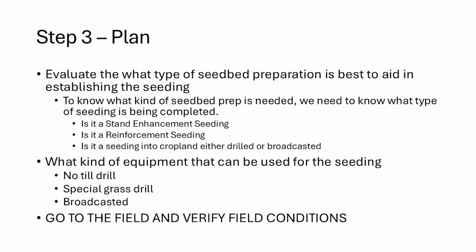And then we also need to ask a few questions of our producer. We need to know what kind of equipment he has available, or maybe ask our conservation districts what kind of equipment they have available if they're going to do the seeding to get that job done. Do they have a no-till drill? Is that the only resource we've got, or can we get our hands on a special grass drill, or are we going to broadcast it? We need to go to the field and see if those resources we have available to us are going to work in the field.